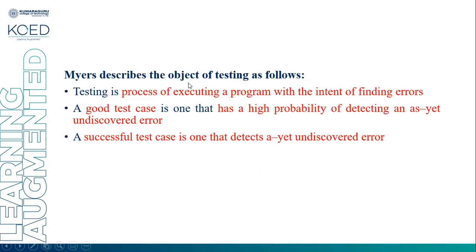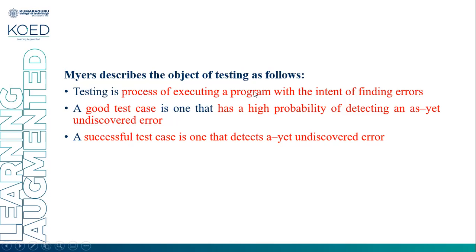Myers describes the objective of testing as follows. The first one: testing is a process of executing a program with the intent of finding errors. Second, a good test case is one that has a high probability of detecting an as yet undiscovered error. Next, a successful test case is one that detects an undiscovered error. So a good test case and a successful test case should find an error which is not discovered earlier.